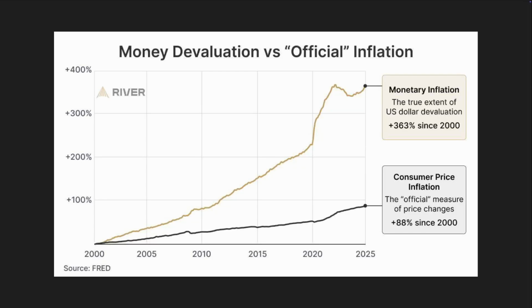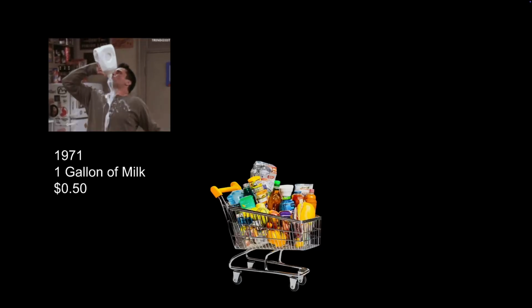Let's look at something you buy every day, groceries. In 1971, a gallon of milk cost 50 cents. Today, in 2024, that same gallon of milk costs around $4. That's an 800% increase in price, even though your paycheck hasn't grown at the same rate.